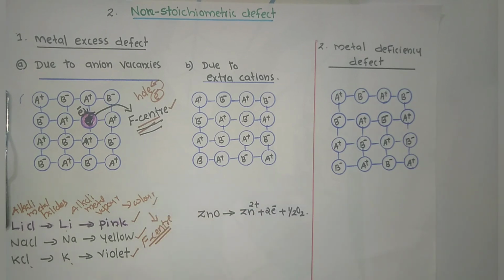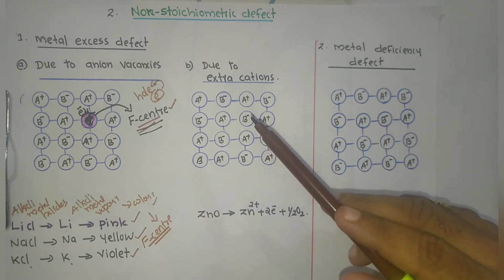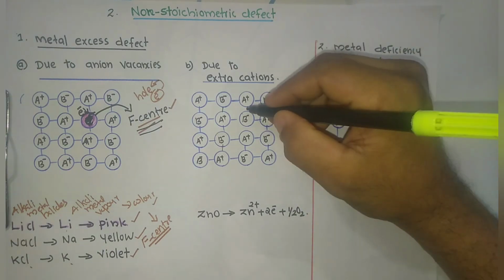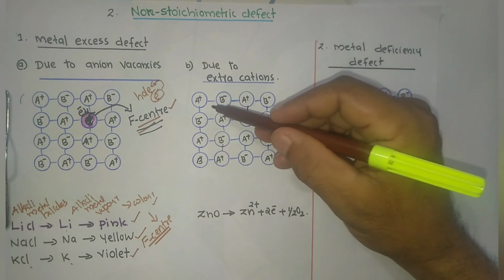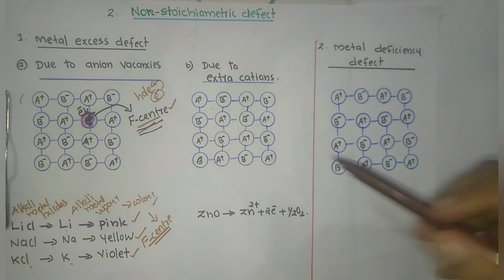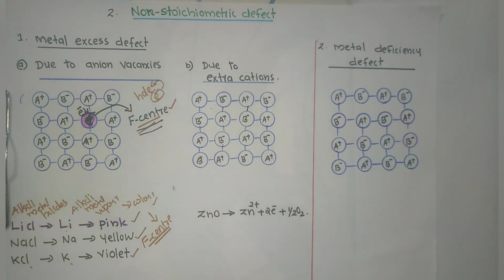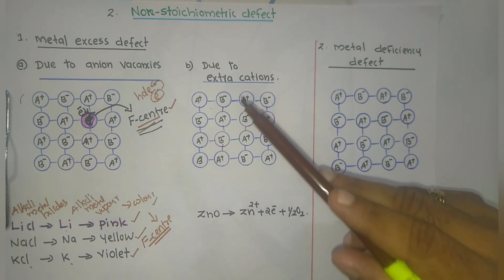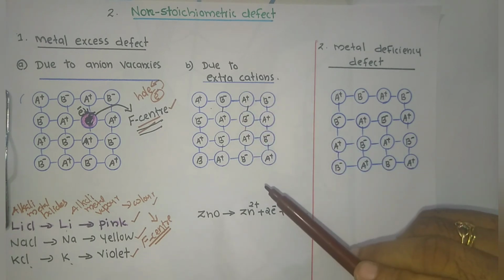Then second one, due to extra cations. Here, some cations occupy the interstitial site. Interstitial site means vacant space, vacant site. Some cations occupy the interstitial site. Then, in order to get electrical neutrality, some electrons occupy the neighboring interstitial site.